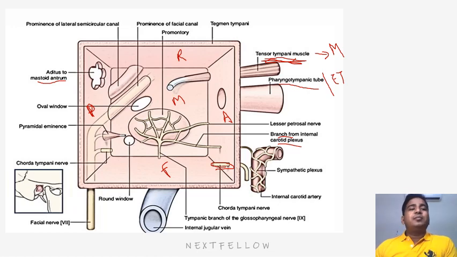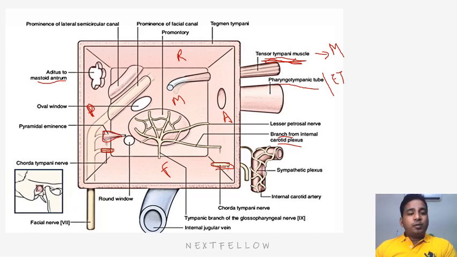And what next comes in the posterior wall is the pyramid. We can see this is my pyramidal eminence. Okay, so this is my pyramidal eminence, and what next comes is the chorda tympani nerve, which is a branch of the facial nerve. So three structures come into the posterior wall. First one is the aditus to the mastoid antrum, then comes the pyramidal eminence and the chorda tympani nerve.